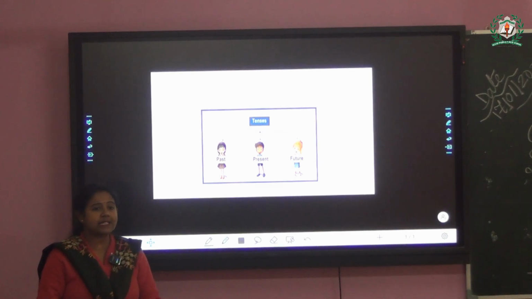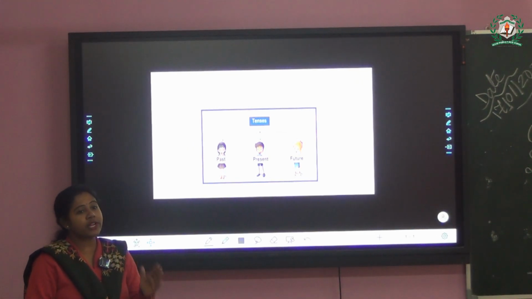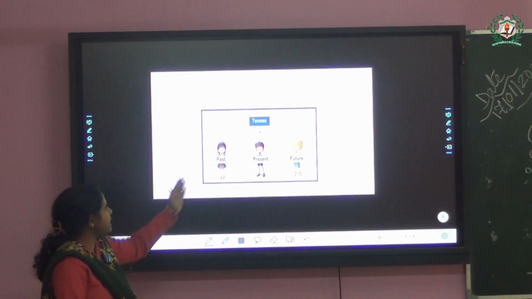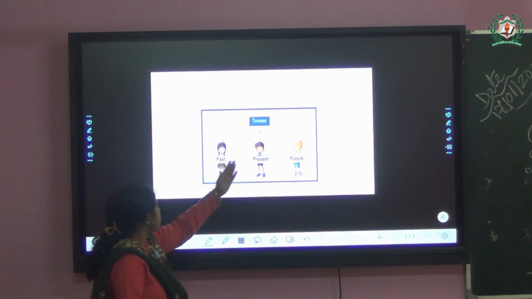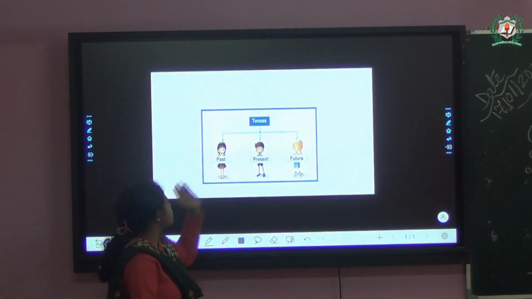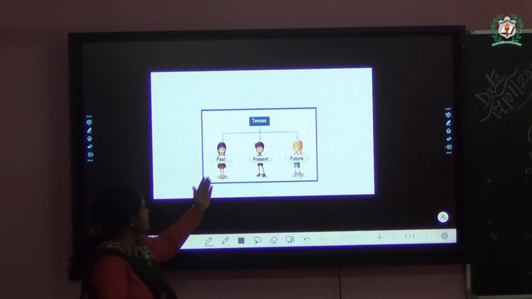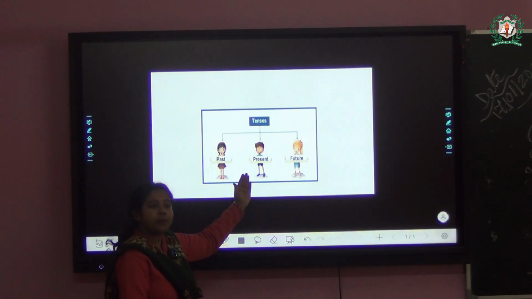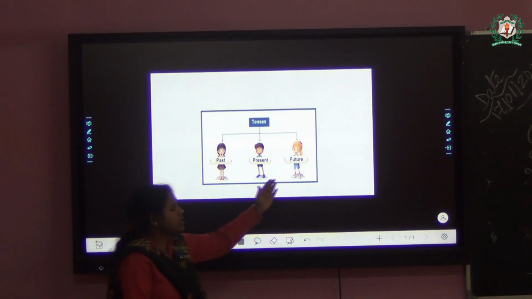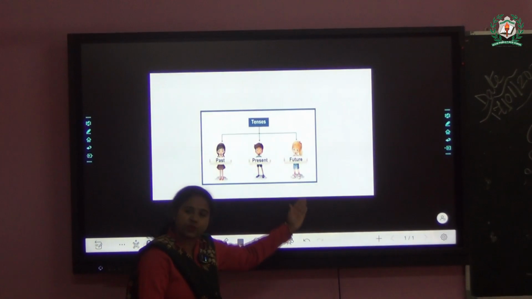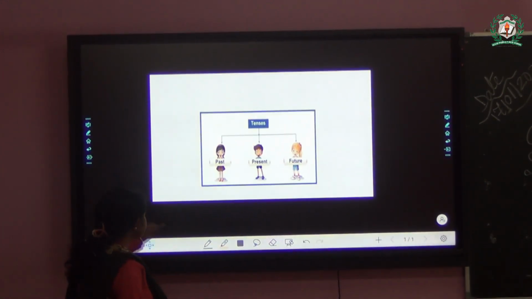So, likewise, the tenses are of three types. It can be divided into three parts. The first part is known as past tense. The second one is known as present tense. And the final one, the third one, is known as future tense. So, let's proceed.